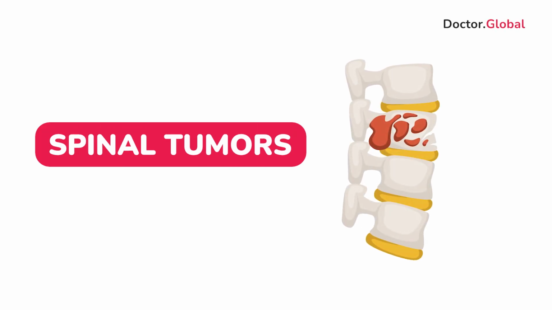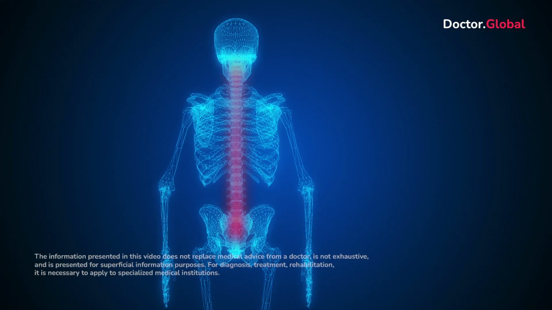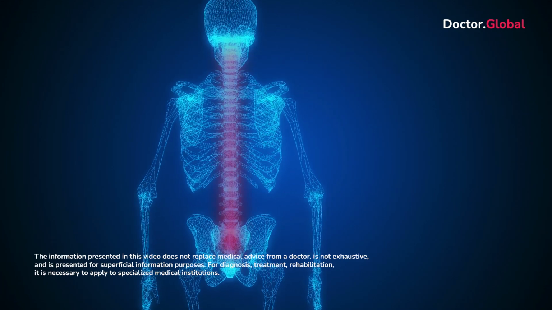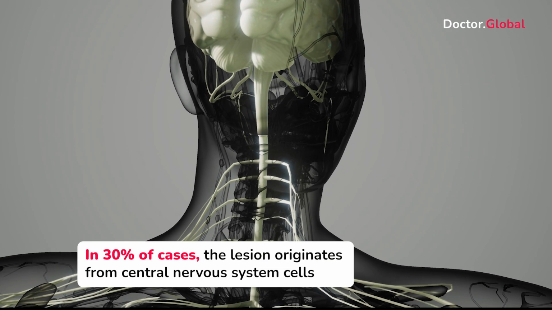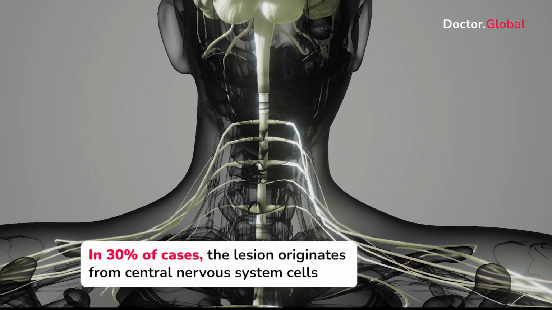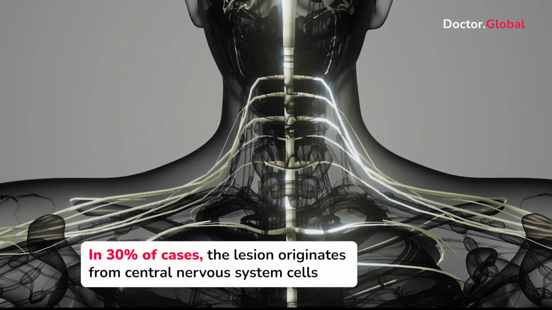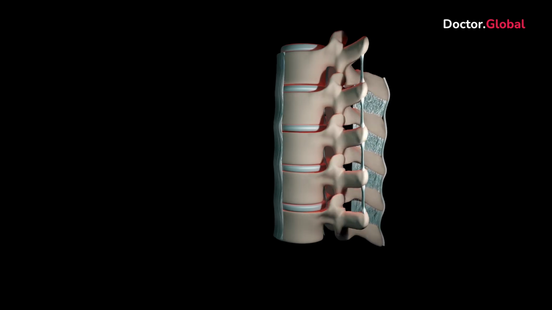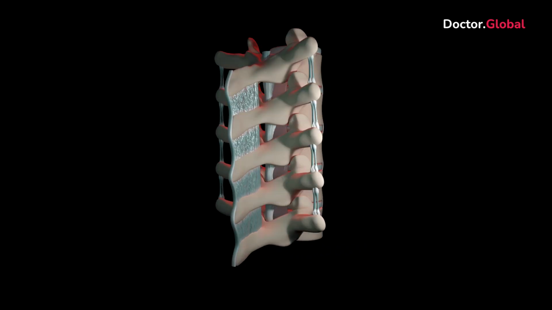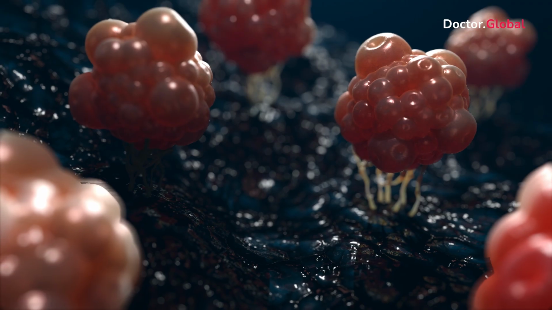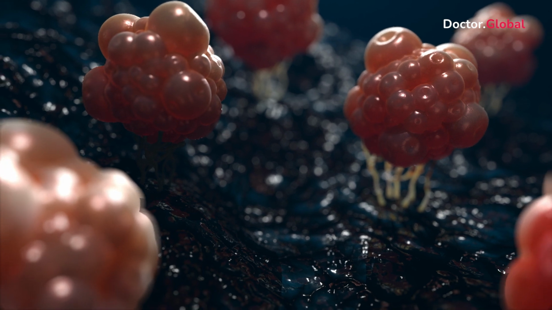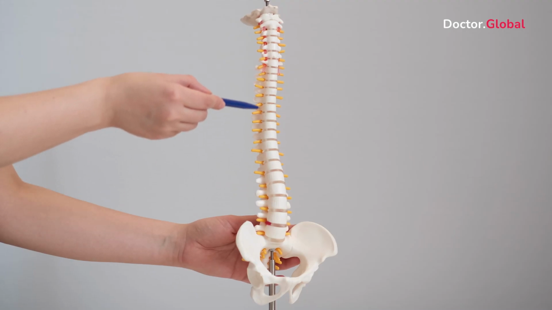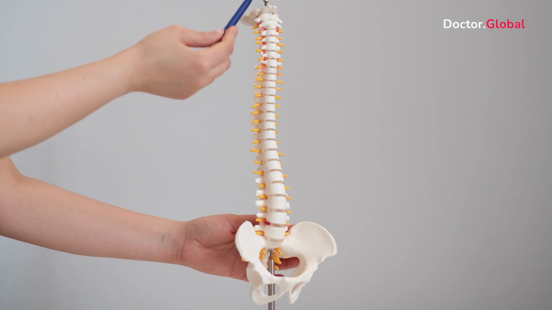Spinal tumors. Overview. A spinal tumor is an abnormal growth of cells in or near the spinal cord and vertebrae. In 30% of cases, the lesion originates from central nervous system cells, forming a primary spinal cord tumor. Tumors can also develop in extradural tissues, including vertebrae, cartilage, and ligaments. If abnormal cells spread to the spine from another body part, it is called a secondary tumor or metastasis. This type accounts for about 70% of spinal tumors.